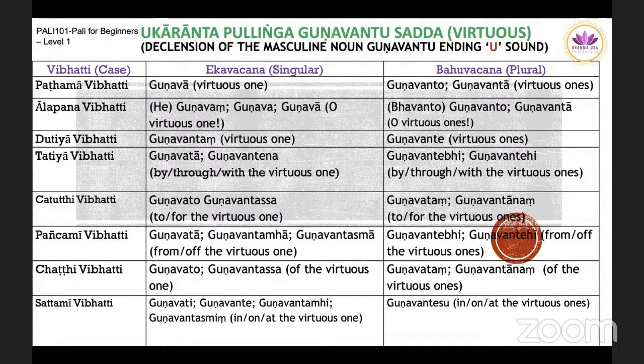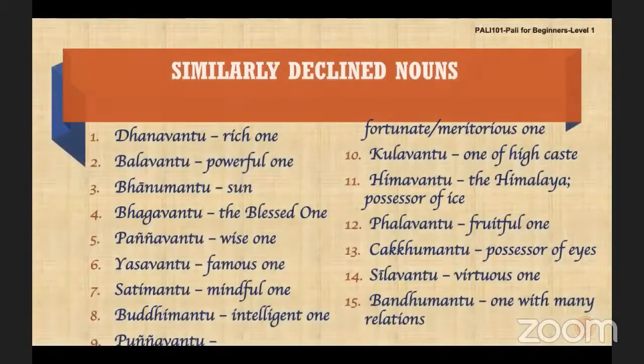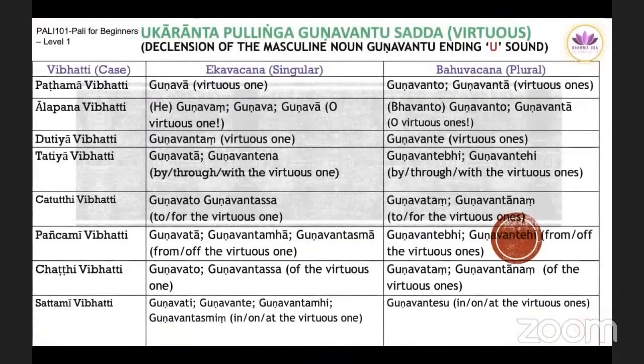Sadhu, sadhu, sadhu. Okay. Let's go to the next noun. Panyavantu, wise one. Who wants to try? I try, Bhante. Okay. Ukaranta Pullinga Panyavantu Sadda, meaning wise one. Pathama Vibhati Ekavachana, Panyava. Bahuvachana, Panyavanto, Panyavanta.